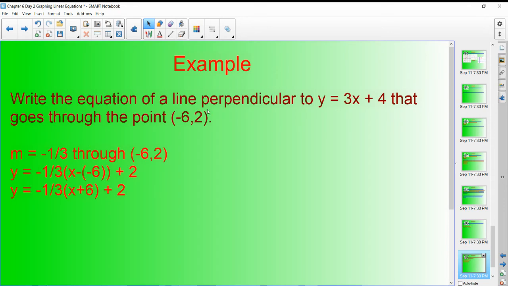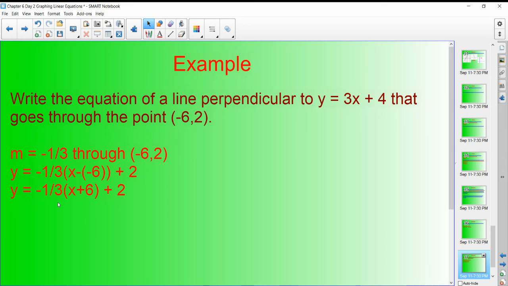Now the second one says write the equation of a line perpendicular that goes through a point. So I can find my perpendicular slope, m equals negative 1/3. And I'm going to use point-slope form because I don't know my y-intercept. I don't know my b value. I don't really want to spend the time finding it. If it tells me write it in slope-intercept form, then I have to. But right now I could put in negative 6 for x1. I could put in 2 for y1. Remember, two negatives make a positive, and this is a nice form.